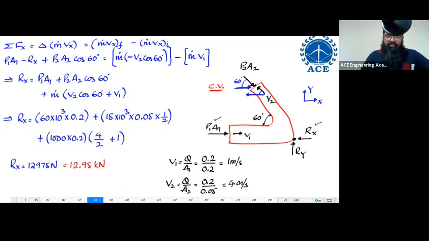Let us say everyone got the answer 12.95 kilonewtons. I got a positive answer over here. That means whatever direction I have chosen for Rx is the correct direction. Now I want you to write the entire equation for sigma F, that means from here till here, for Y direction. You write it once, then I will write. Then you can check what mistake you are doing. Okay, please be quick.